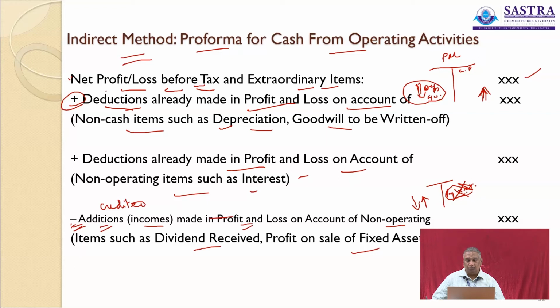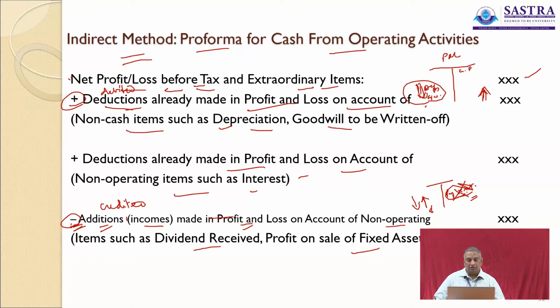All deductions means which are already debited. By debiting it, you are showing less amount of profit. It should not be less, so we have to add it back. By crediting, you are showing increased amount of profit. It should not be shown as increased amount of profit just because of this non-operating income. So it should be reduced, so we have to minus it. I hope you are in a position to understand the logic behind.